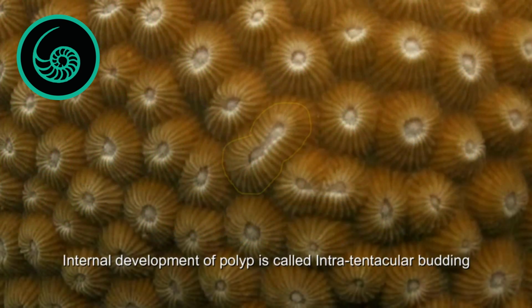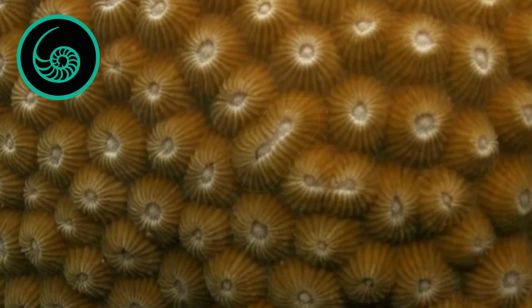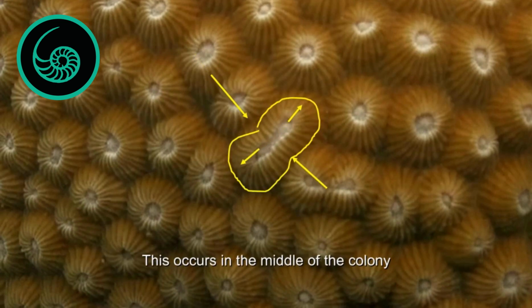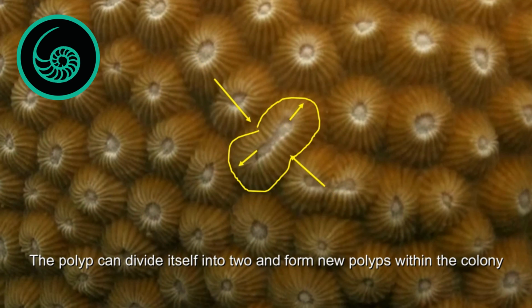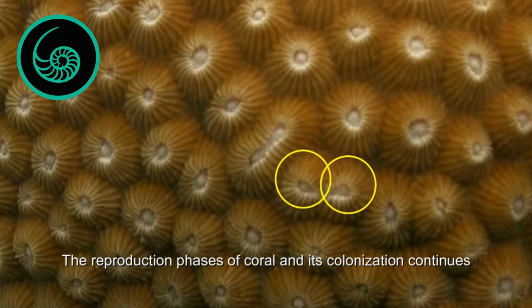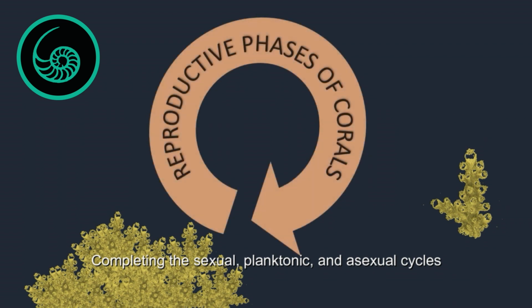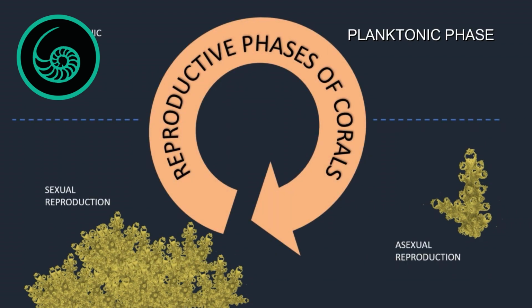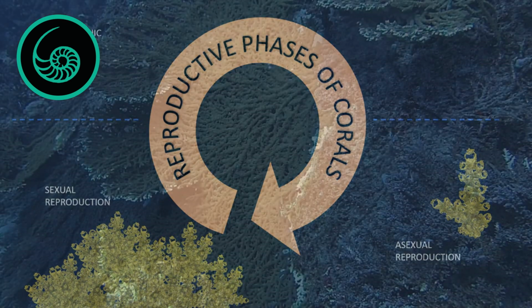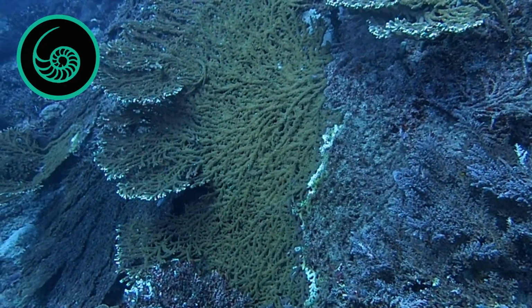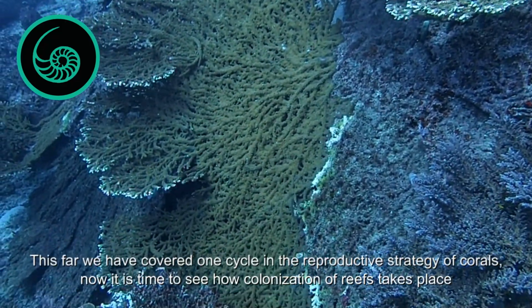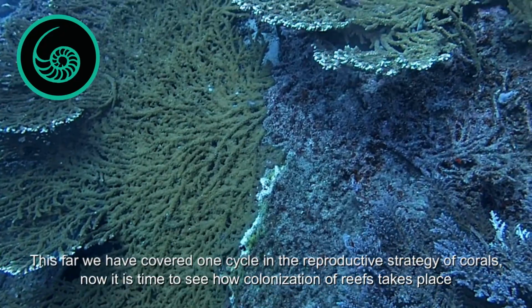Internal development of polyp is called intratentacular budding. This occurs in the middle of the colony. The polyp can divide itself into two and form new polyps within the colony. The reproduction phases of coral and its colonization continue, completing the sexual, planktonic, and asexual cycles. Thus far we have covered one cycle in the reproductive strategy of corals.